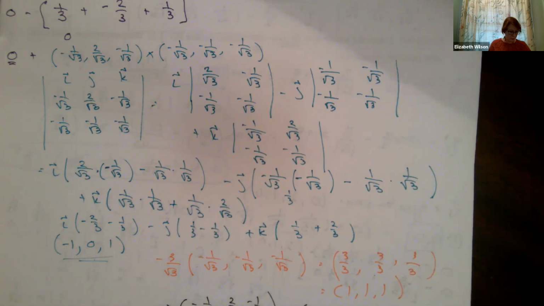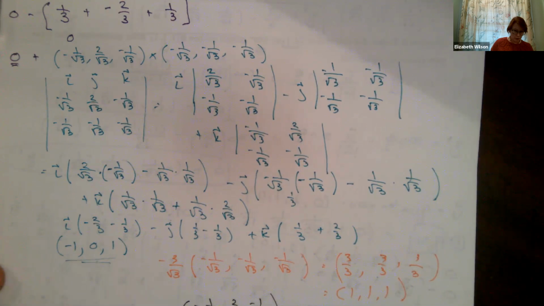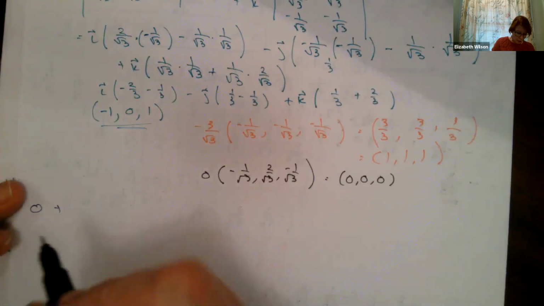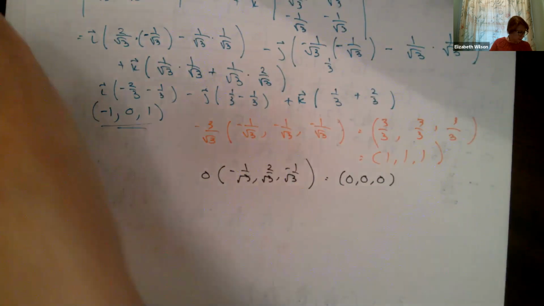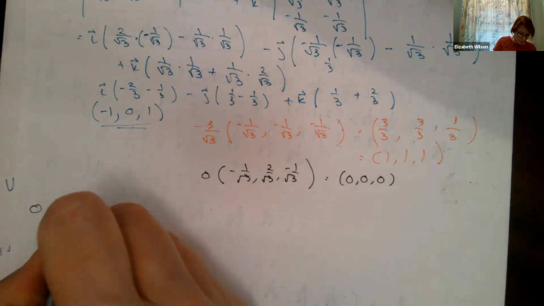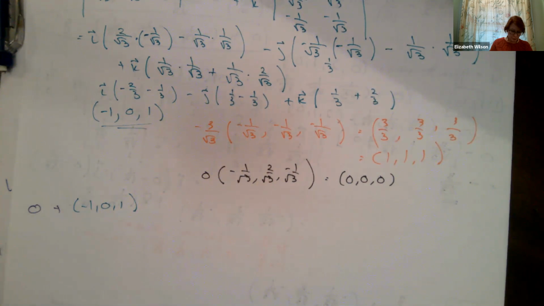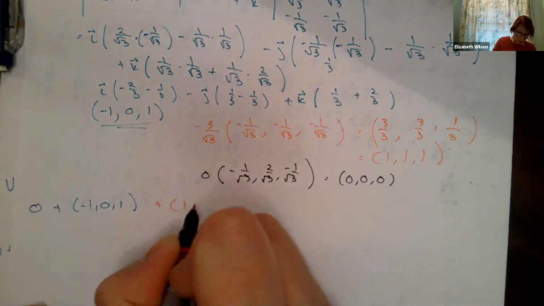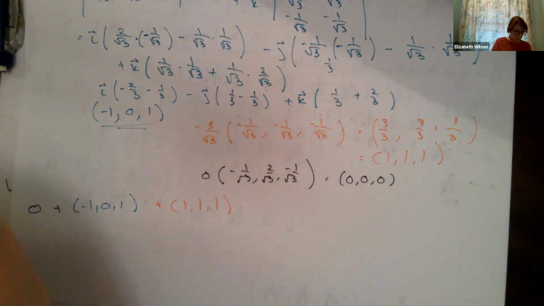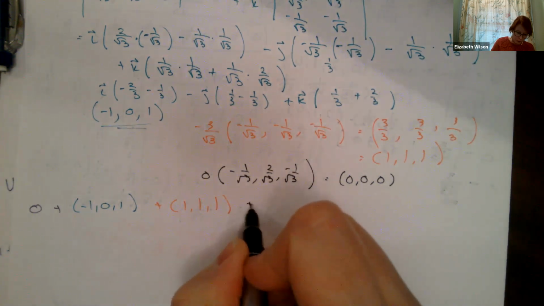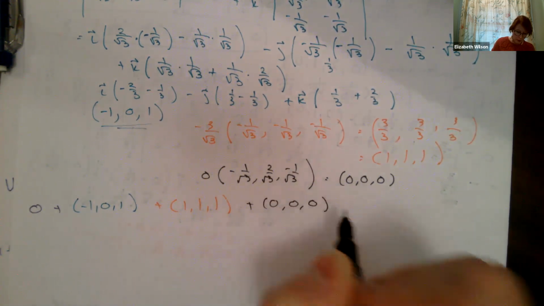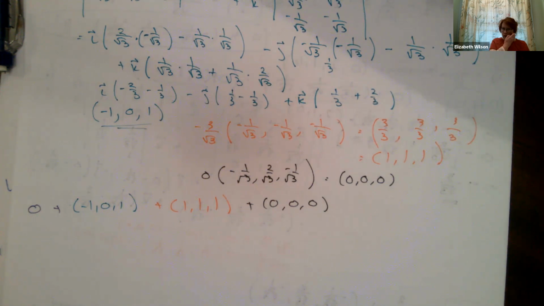So I'm going to go, let's do it all together. So my scalar is a 0 plus... Sorry, you can't see what I'm doing. 0 plus, let's add up these pieces here. Minus 1, 0, 1. Plus 1, 1, 1. Plus 0, 0, 0. Okay. Whew, almost there. So let's put it all together.